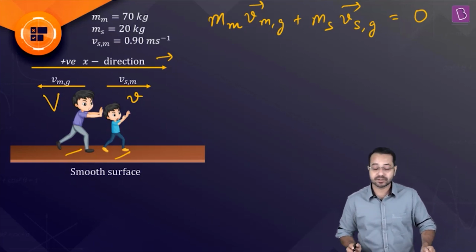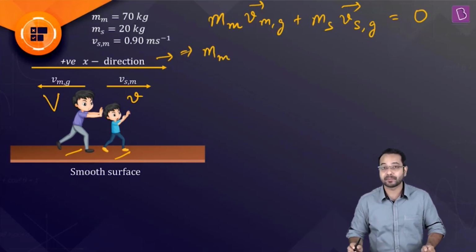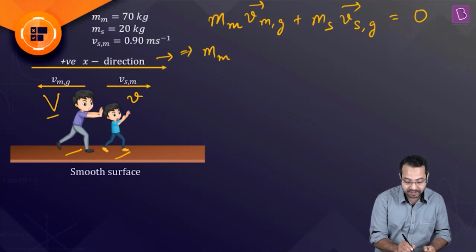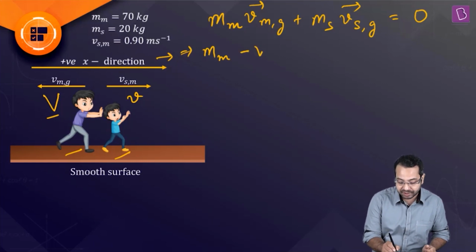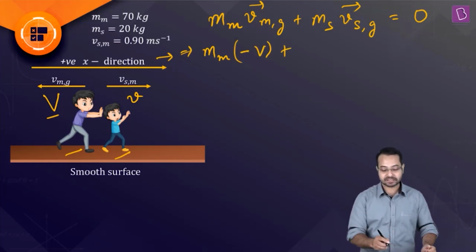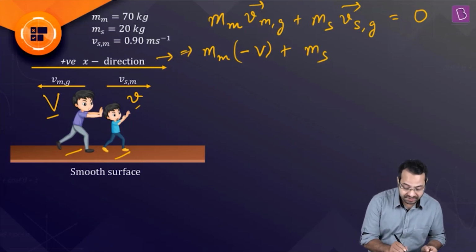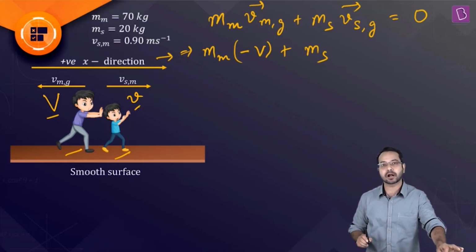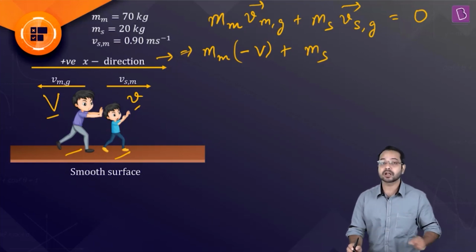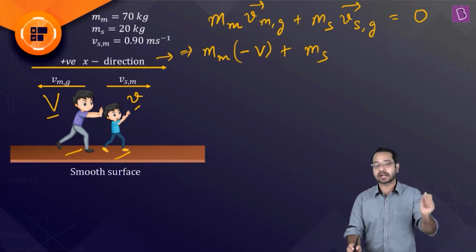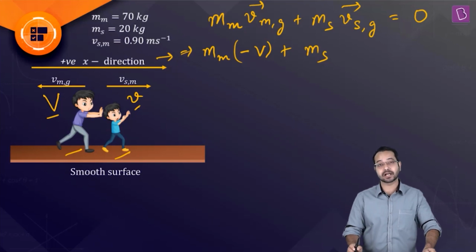Now what we need is, we need to substitute. So mass of man into velocity of man with respect to ground. The velocity of man with respect to ground has a magnitude V, but what is the direction we have assumed? Towards the left. So I will have to substitute minus V, plus mass of the son multiplied by velocity of son with respect to ground. What is this velocity? Is it the velocity of son with respect to ground? Not at all. It is the velocity of son with respect to man. Can I substitute it in this equation? No, I cannot. If I do that, I'm going to make an error, which means I have to find the velocity of the son with respect to ground.